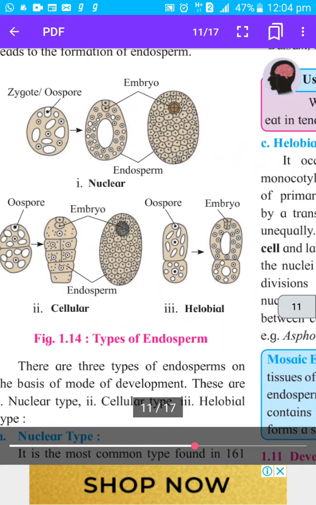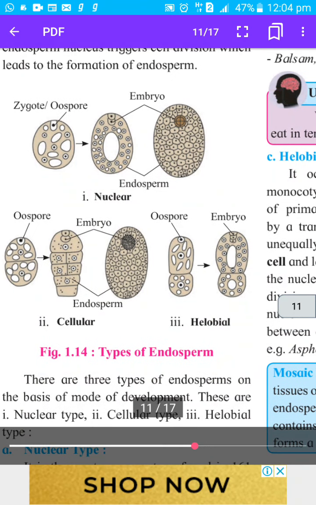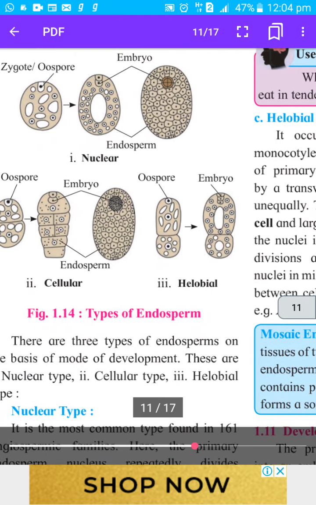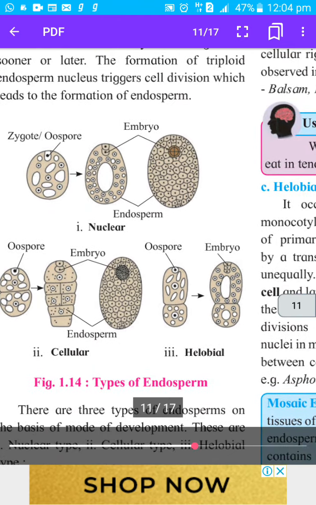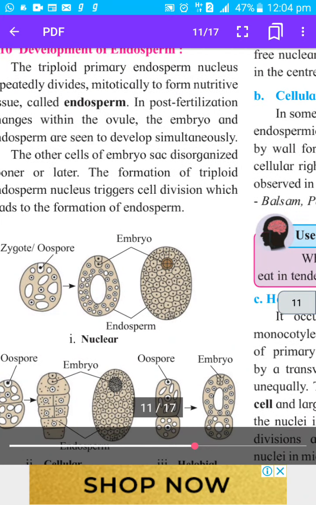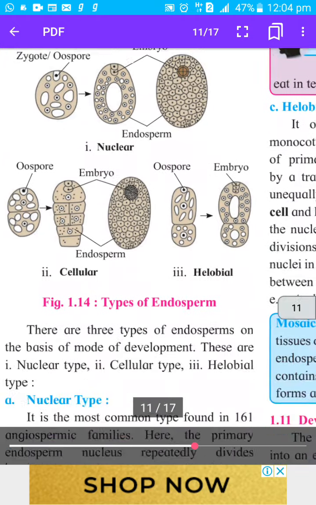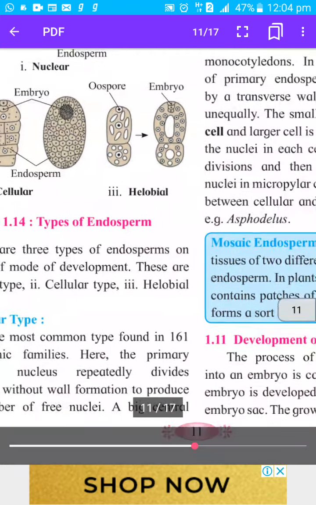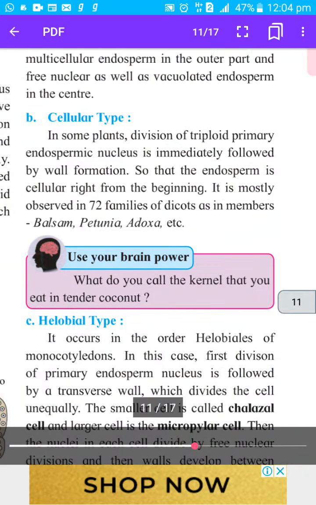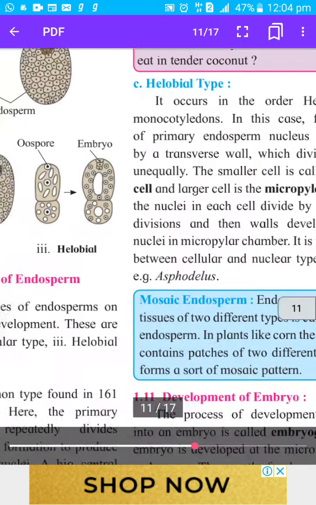So endosperm is a nutritive tissue which gives food to the developing embryo. It develops from the PEN, or primary endosperm nucleus, which has formed in the double fertilization. Then there are three types. First one nuclear, second one cellular, third one helobial.